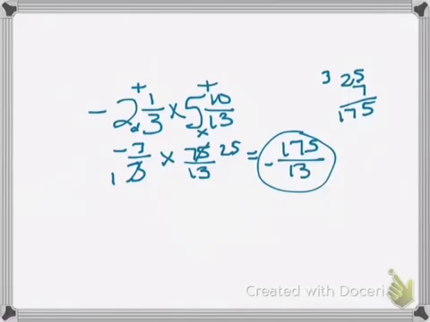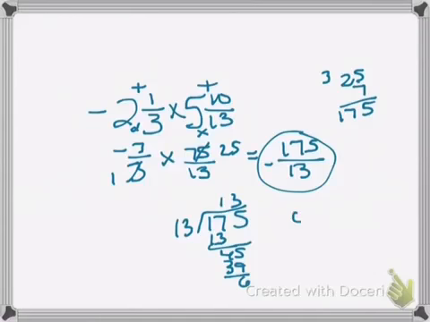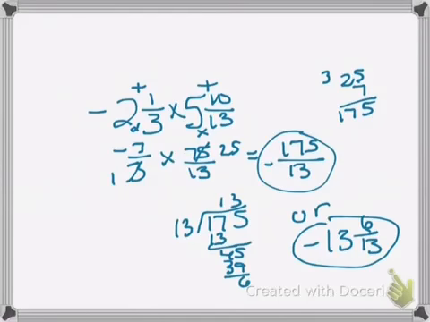Now I'm happy with this answer. These numerator and denominator do not share any factors, but if you want to take it off to the side and divide it to see what it would be as a mixed fraction, 175 divided by 13, if you divide, you'll find that it will go 13 whole times with 6 left over, so your final answer in mixed fraction form would be negative 13 6/13.